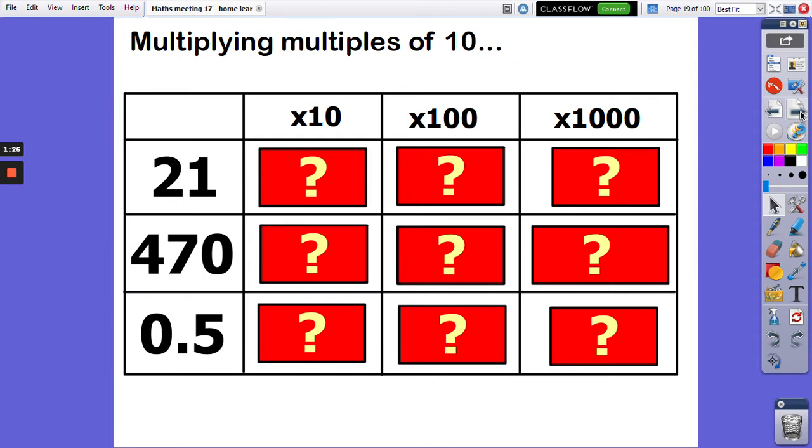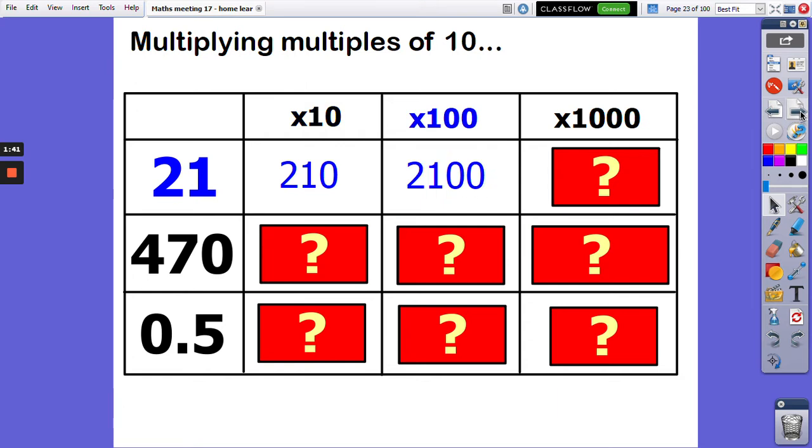Okay, multiplying multiples of 10 now. We've got our three numbers there, multiply them by 10, by 100, and by 1,000. Off you go. Okay, let's make a start, shall we? 21 times 10 is 210. 21 times 100 is 2,100. 21 times 1,000 is 21,000.